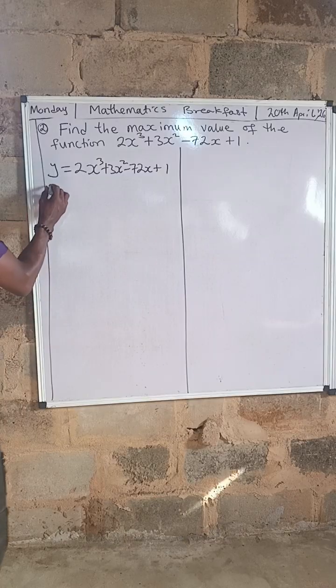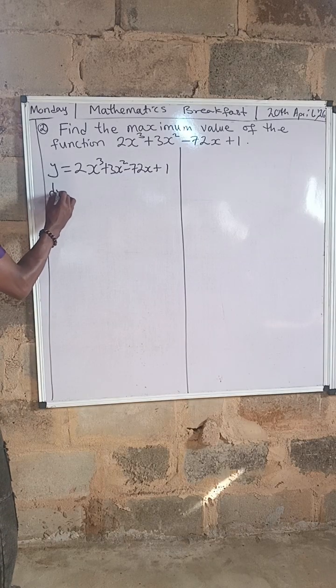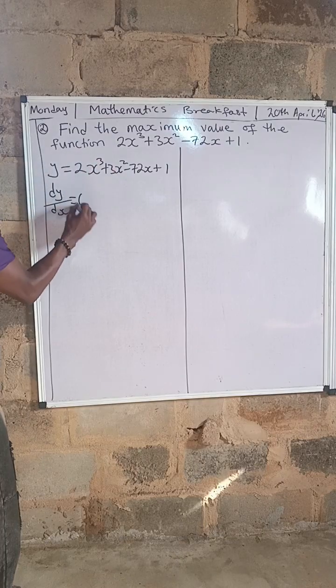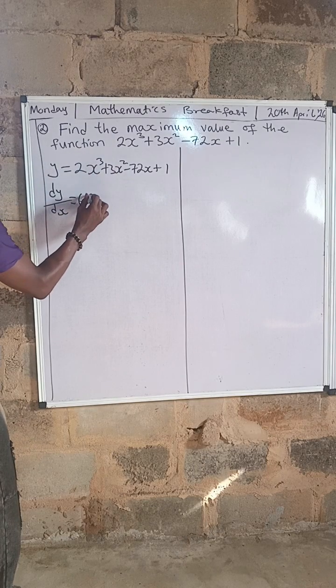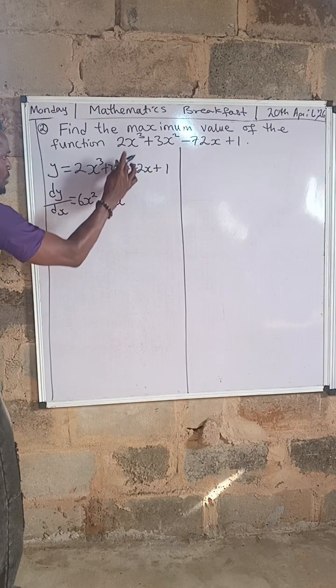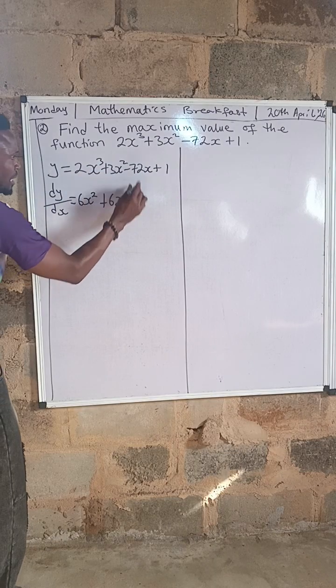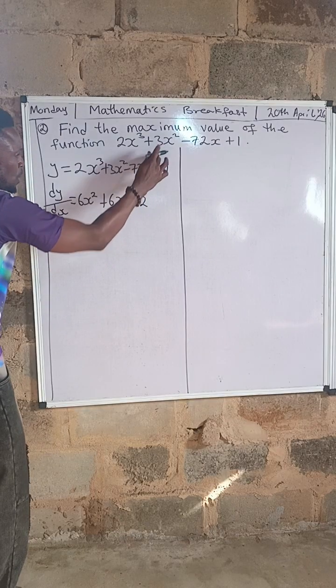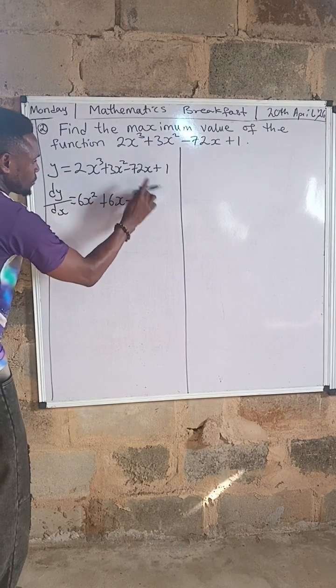So let's go. First derivative, dy/dx will be equal to 3 times 2, 6x^(3-1), 2, plus 3 times 2 again, 6x^(2-1), 1. Then minus 1 times 72, 72x^(1-1), 0, and 3 plus 0 is 1. So 72 times 1 is 72.